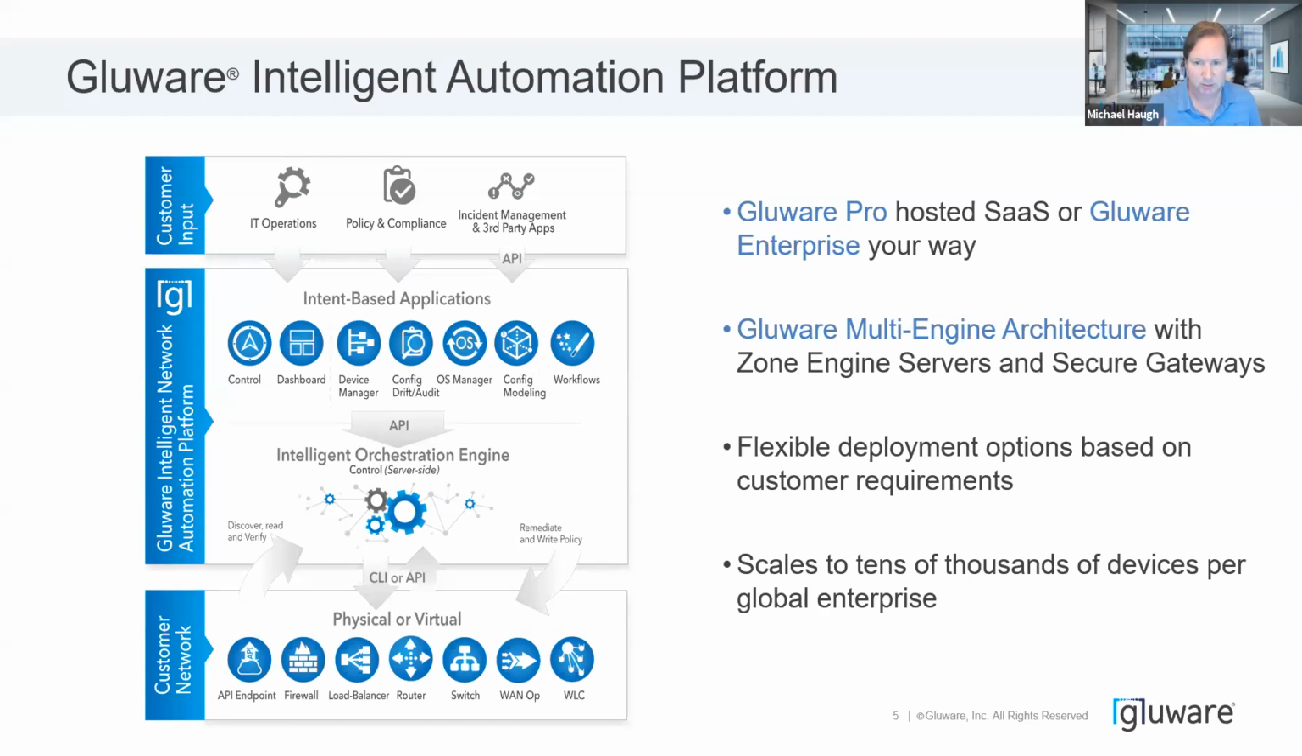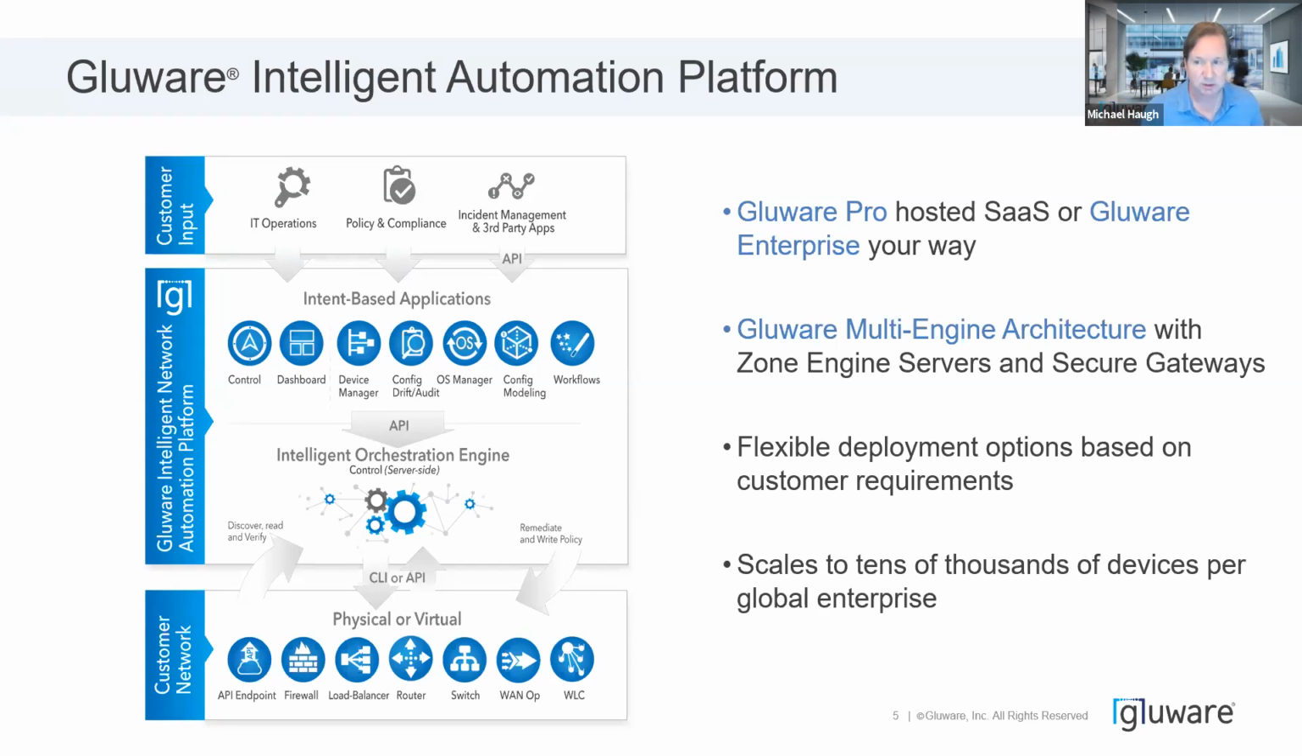Now, to address some of the bullets on the right, we have two main offerings. Gluware Pro is our SaaS offering that runs out of AWS, and you just install a lightweight secure gateway on your network, and that enables Gluware to reach down through the gateway and communicate with your network devices. Or we have something called Gluware Enterprise, which is delivered as virtual machines, and it is very flexible. It can reside on-prem in your data center. You can run it in your cloud. You can run it in private cloud. We'll help you with really many different architectures that you can support.